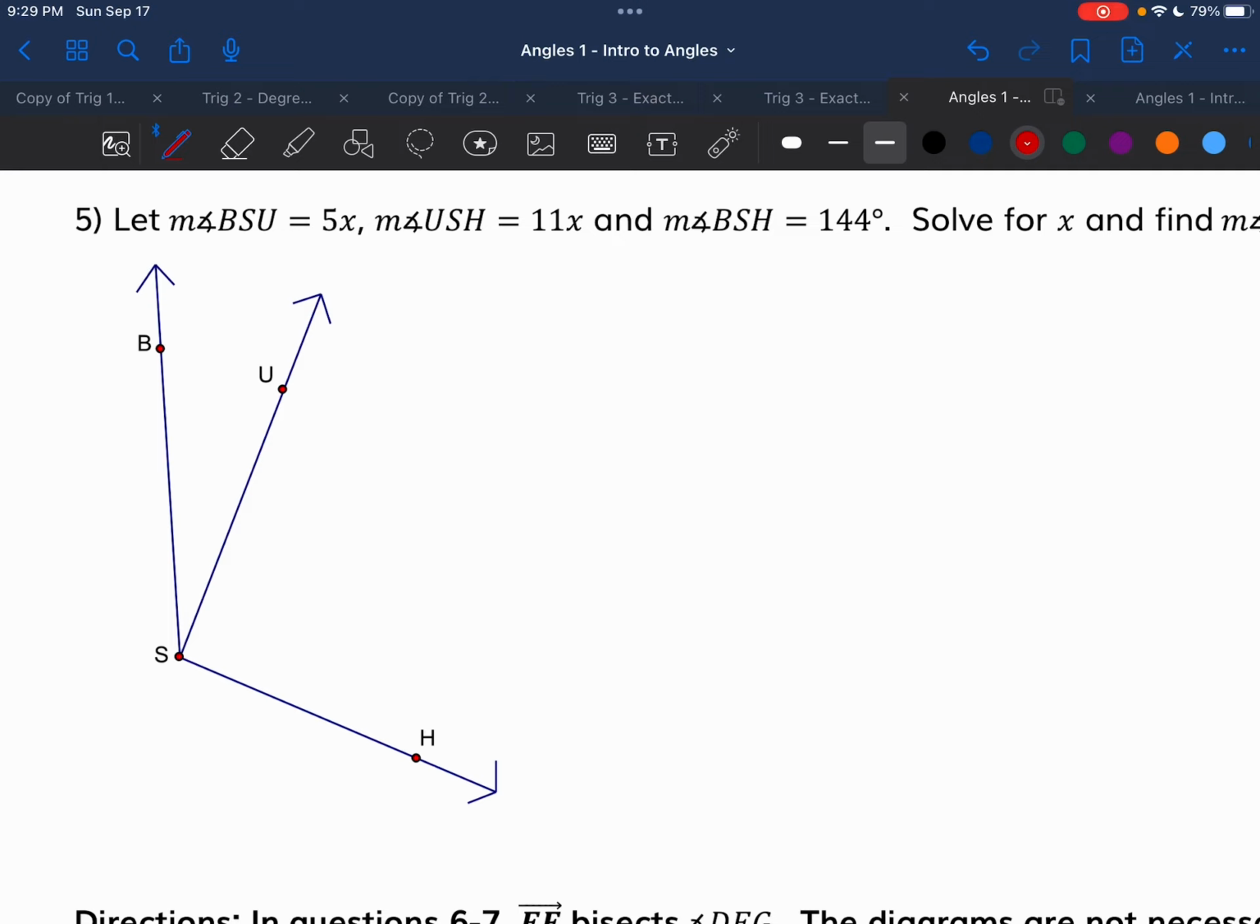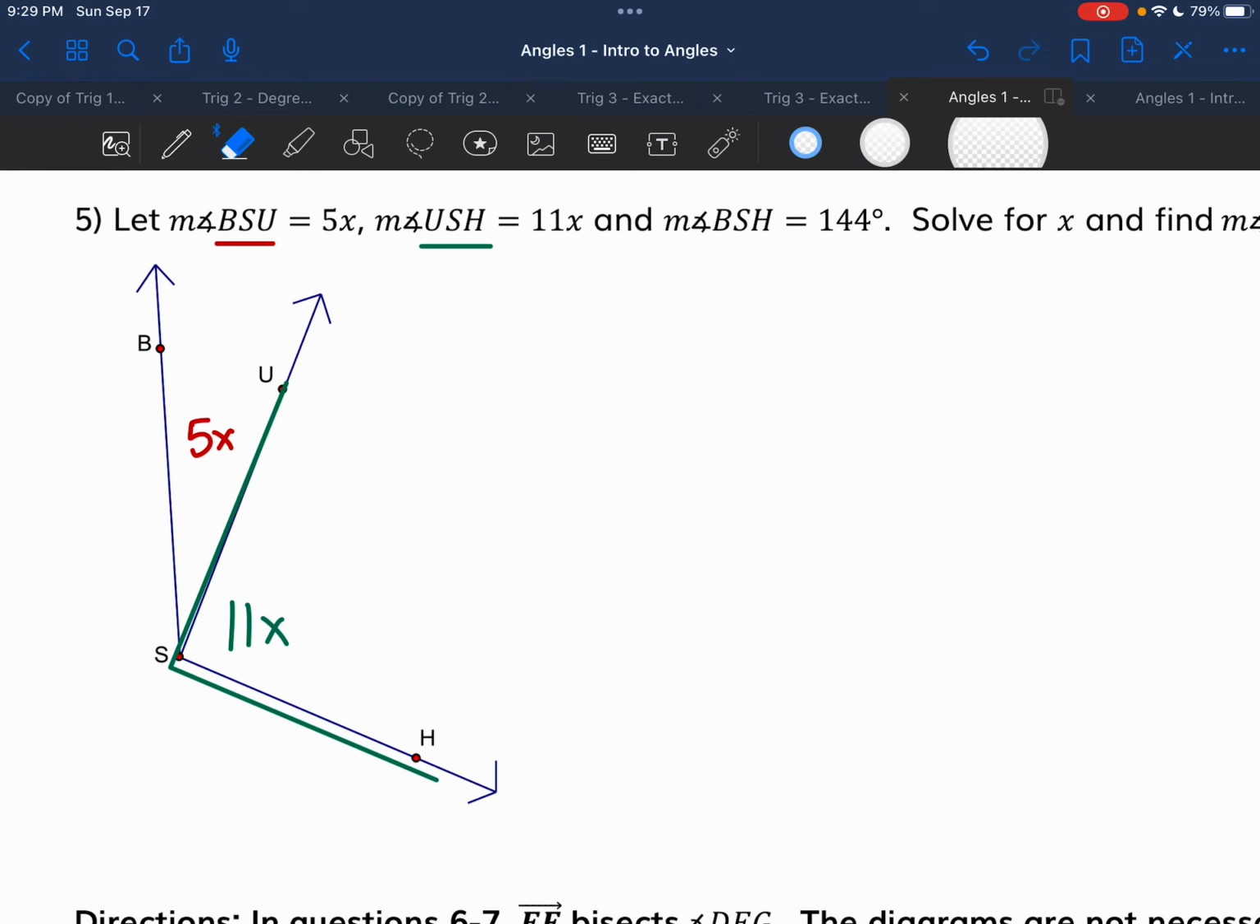I can show you a little bit of a trick on how to do that. But again, when you go to label angles, it is just a matter of connecting the dots. Here's B, S, U. If I can see where those 3 dots connect, that makes it very easy for me to decide where I'm going to put that 5x. So I can visualize what it is I'm about to have to do. USH, USH, connect the dots. This angle right here is going to be my 11x. Cool, seems easy enough, seems reasonable enough. And then angle BSH.